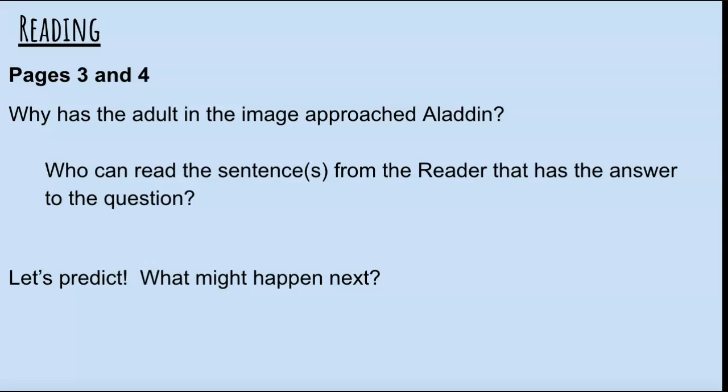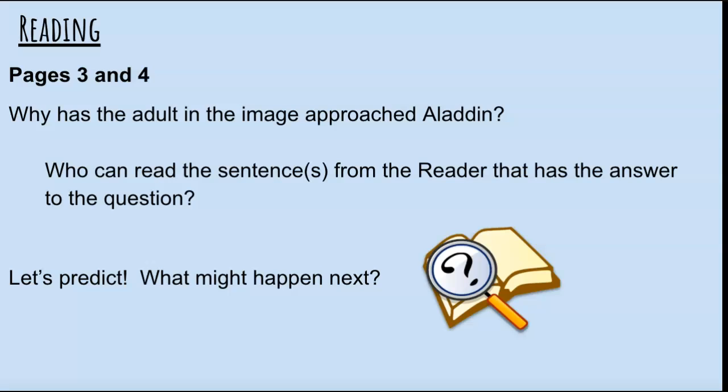So why has the adult in the image approached Aladdin? Because he believes that it's his nephew. He believes that it's his brother's son. Think about what you think might happen next in the story. I'm going to go through the remaining pages, boys and girls. For the things that you need to do, I'm going to read it to you. You're going to read the pages and study the pages, and then go to your sheet in Notability to write your answers. So pages 5 and 6, and you can stop this video whenever you need to.